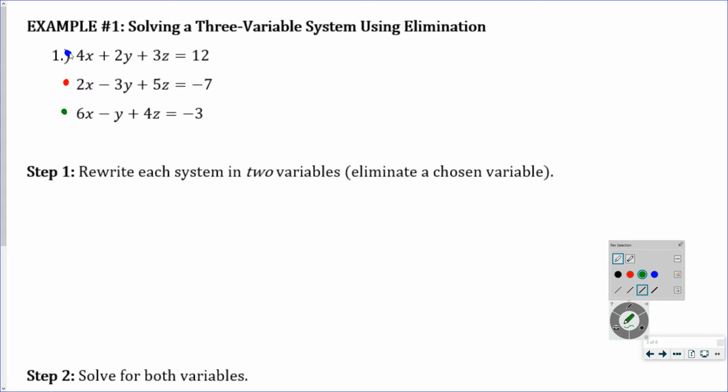Just like before with elimination, we look at the coefficients on the variables. The x's all have even numbers, but 6 and 4 are kind of big numbers. I look at the y, and I see 2, negative y, negative 3. Those are pretty small numbers. Some are positive, some are negative. And the z's are all positive, and they're kind of big numbers. So I'm going to eliminate y.